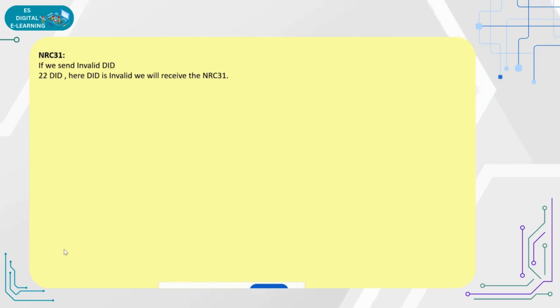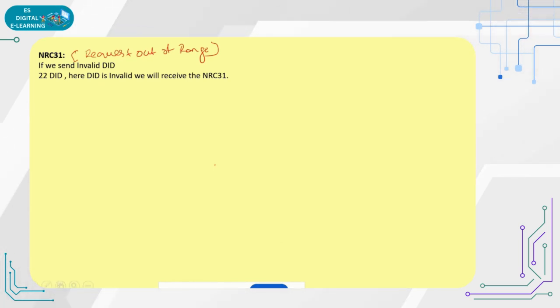Write down NRC 31, request out of range. We'll work on these NRCs practically tomorrow. Some of the NRCs we can do. I will give you access for each and every one, just for 20 minutes, so you can do it. If you send an invalid DID, we'll get request out of range. This is one example.